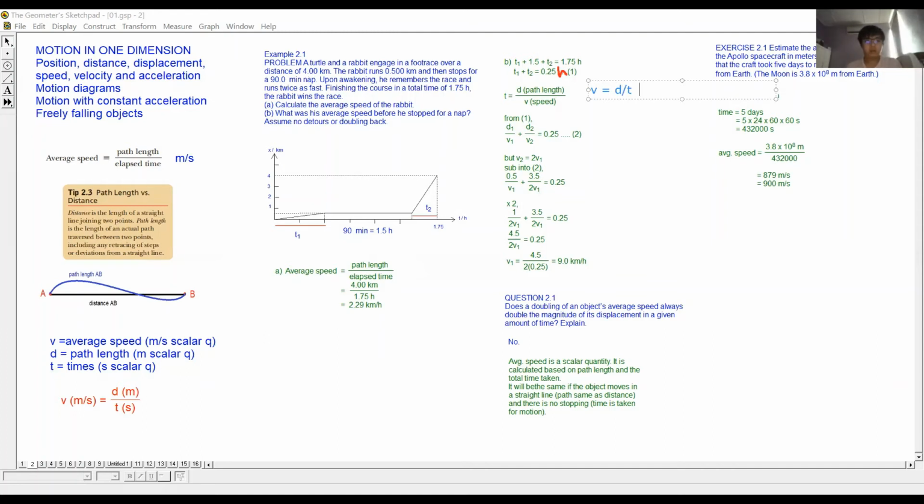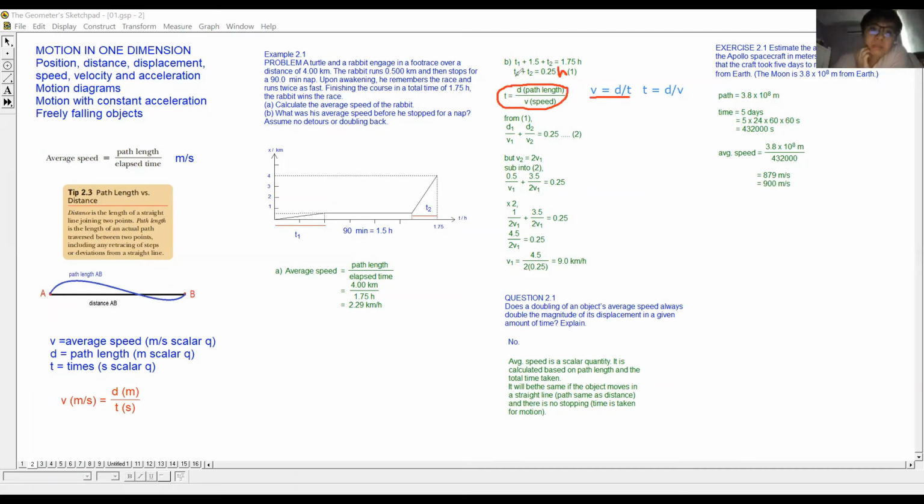Now, I want to change it. I want to make the time the subject of the formula, because in the above equation, it is given in time form. So when you change it to time, time equals distance divided by the speed. That is how I get this thing over here. It actually comes from this one. You just make T the subject of the formula. So the time is D over V.